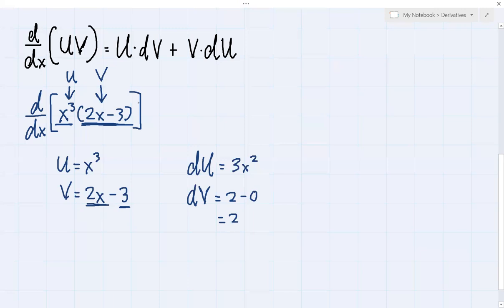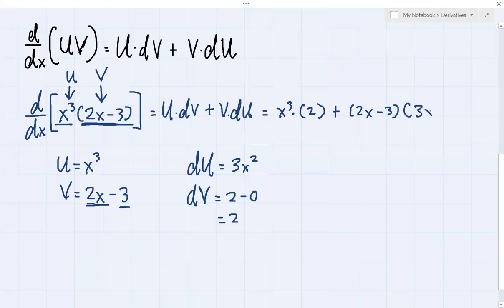O, diba? And dahil dyan, let's now substitute the formula. So, magiging u times dv plus v times du. Okay? So, u, which is si x cube, times si dv, which is si 2, plus si v, which is si 2x minus 3, then si du, which is si 3x squared. Ayan. That's it. Okay na. So now, what we can do here is we will simplify.